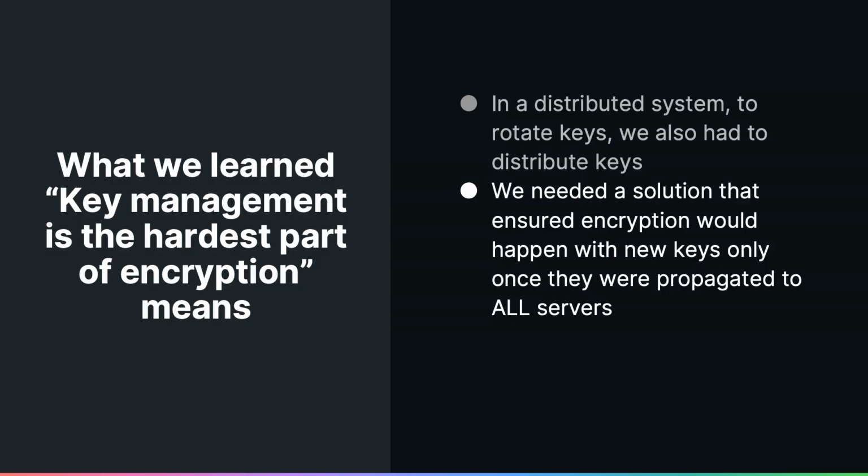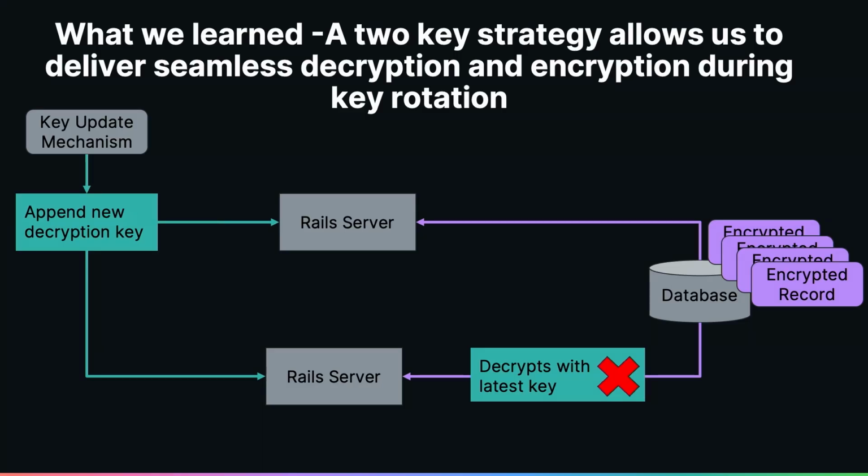We needed a solution that ensured encryption would happen with new keys only once they were propagated to all servers. So we decided to distribute our key by using a two-key strategy. First, distributing the new decryption key, then distributing the same value as an encryption key. So we can distribute the decryption key, wait for the process to signal that that key has been propagated to all of our servers, and can ensure that it's present on all servers.